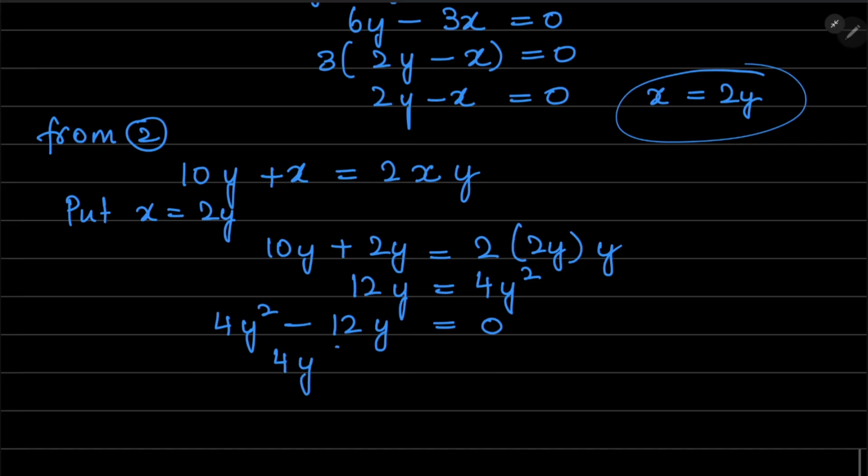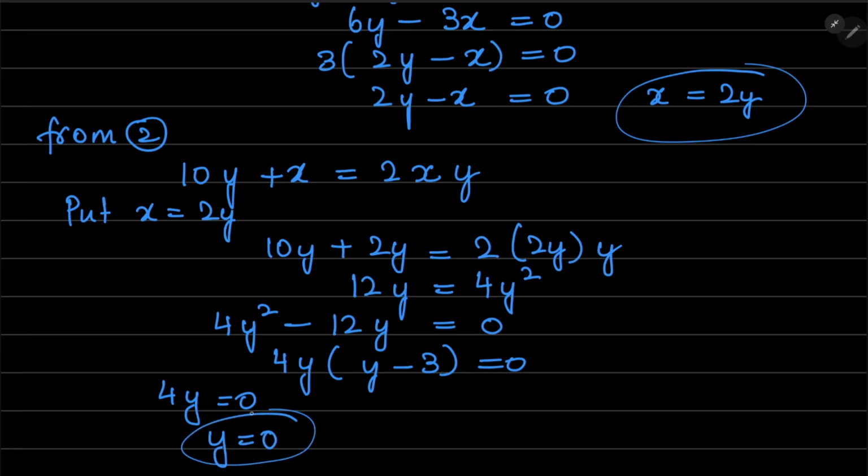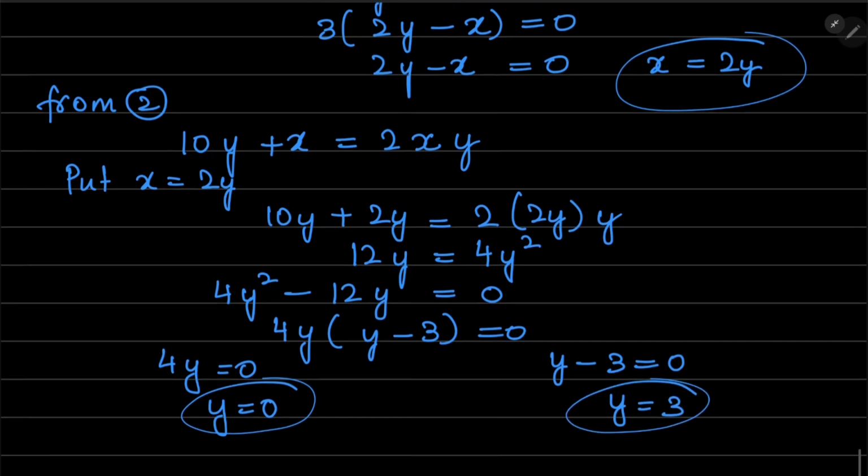Take 4y common out. So what do you get? 4y times y minus 3 equals 0. So what are the two values that you have? Either 4y equals 0, which means y equals 0, or y minus 3 equals 0, which means y equals 3. These are the two possible values of y that you are getting.